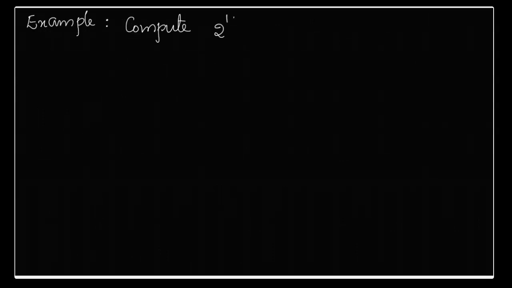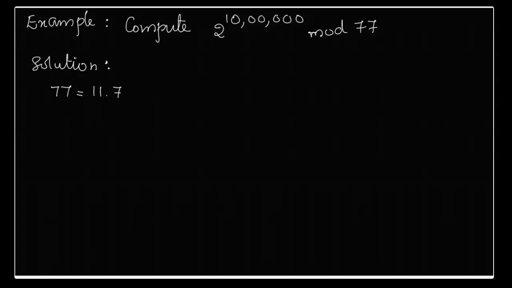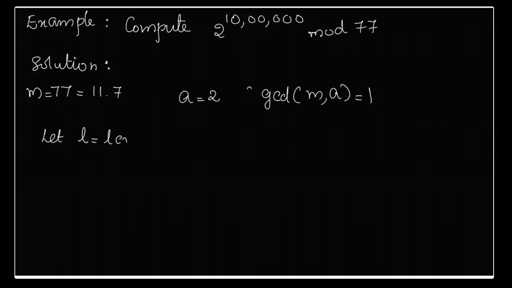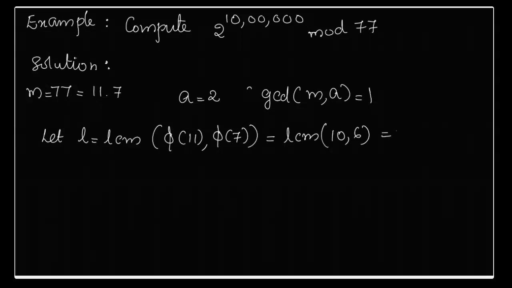Now, let us consider an example. Compute 2 raised to 10 lakh, that is 2 raised to 1 million, modulo 77. We know that the modulus 77 can be expressed as 11 into 7. Here, the base A is equal to 2 and the modulus m is 77, and we can see that GCD of m and A is equal to 1. Let L be the LCM of phi of 11 and phi of 7, which will be equal to the LCM of 10 and 6, which is 30.